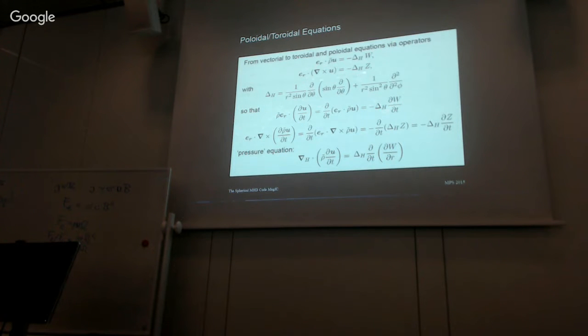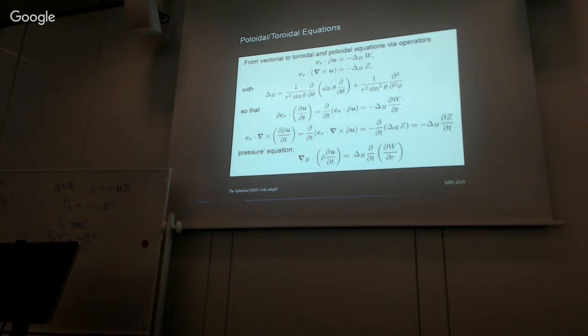To derive an equation for the toroidal potential Z, I first take the curl of the Navier-Stokes equation, so in a sense the vorticity equation, and take the radial component. This then only has a contribution from the toroidal potential. So by these two operations, taking the radial component and the radial component of the curl of the Navier-Stokes equation, I get two equations, which I then solve for the poloidal and toroidal potential.